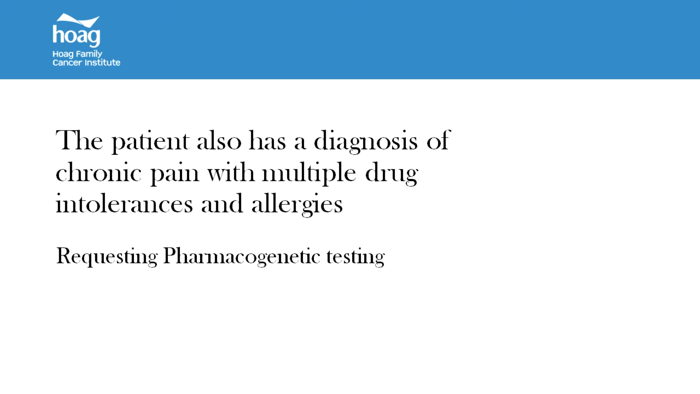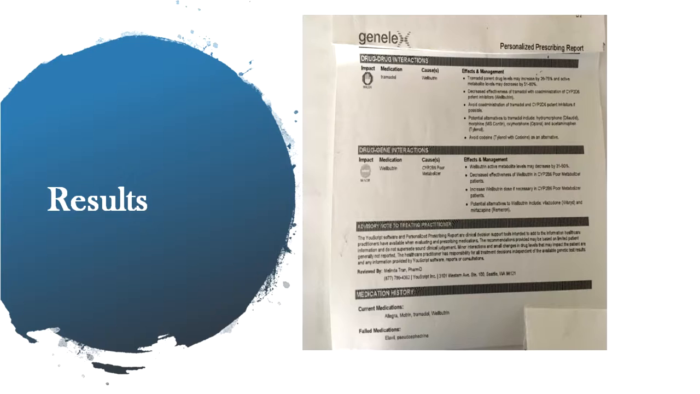So she complained of pain. She was saying, I have chronic pain, multiple drug intolerances and allergies, and she wanted pharmacogenetic testing. So we said, okay, let's do it. We sent it off to Genelex, that's one of the labs that we use. And at the time that she came in, we sent off a list of her medications. She was on tramadol, and the psychiatrist had put her on Wellbutrin for her psychiatric manifestations.